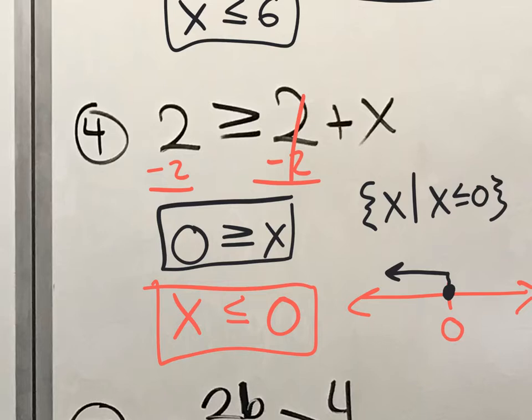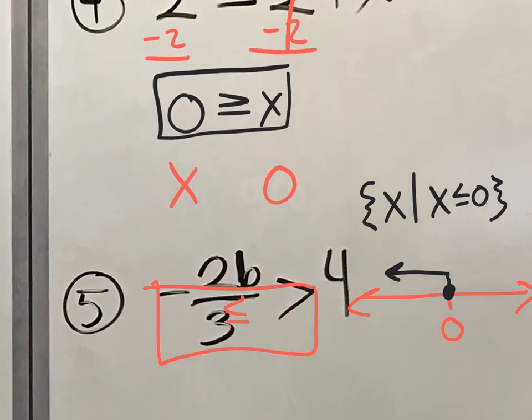If I ask you to graph, you need to know whether it's a solid dot or open dot. If it has a solid line underneath it, it will be a solid dot. If it does not have a solid line underneath it, it's going to be an open dot. And left is when it's a less than, and you go right when it's a greater than.